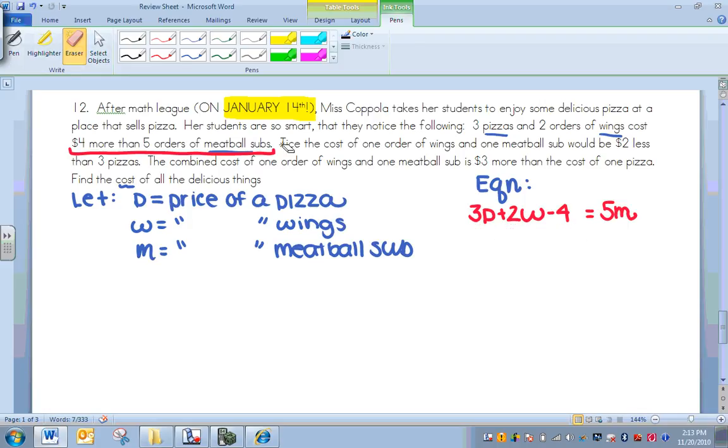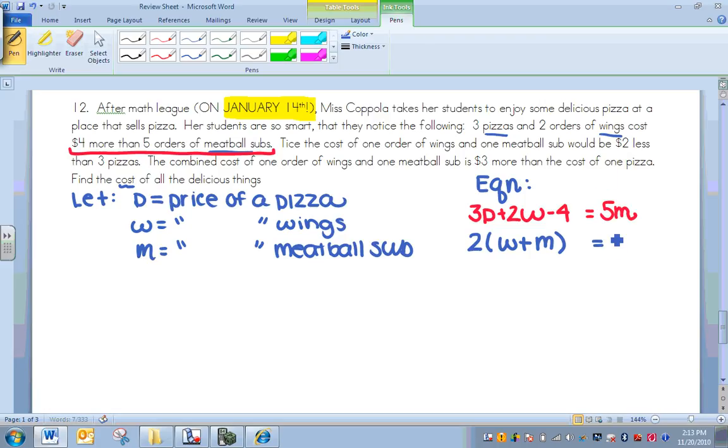So moving on. This should say twice. So twice the cost of 1 order of wings and 1 meatball sub. That's why I wanted to go over this one with you. You have to put that part in parentheses. The one on your test won't be that sneaky. That would be $2 less than 3 pizzas.